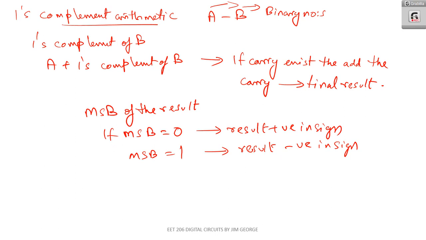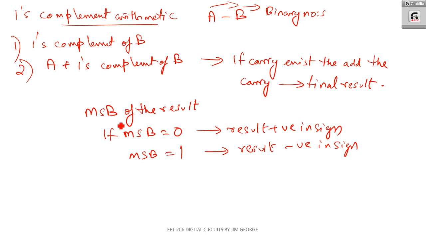B needs to be subtracted from A. So first you take one's complement of B, then add it to A. Step 1 is take one's complement of B. The second step is add A to one's complement of B. And if a carry exists, then add the carry to the final result. Otherwise, if there is no carry, leave it.